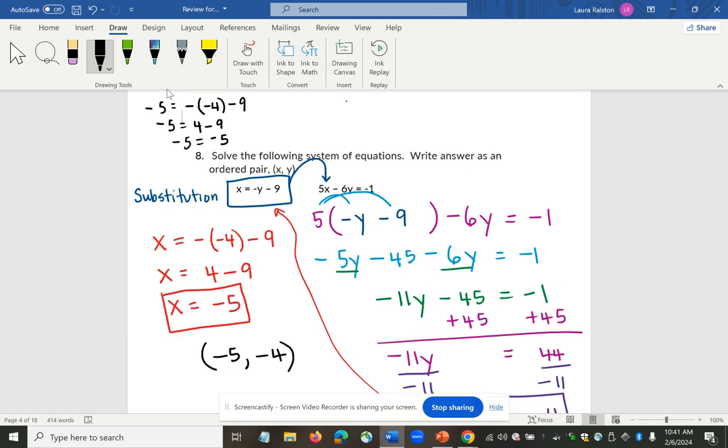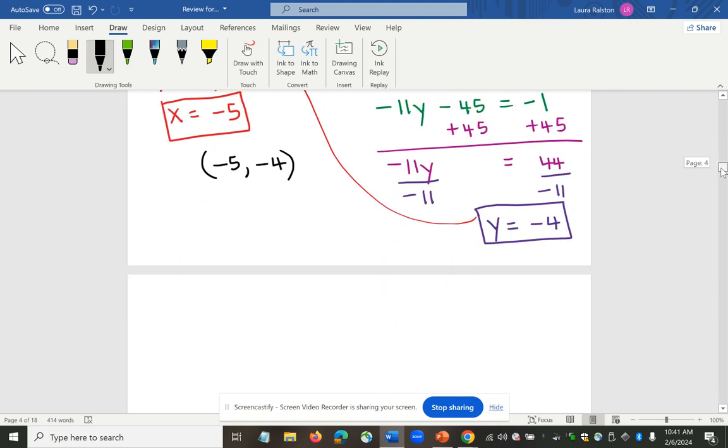Then I'm going to check the second one. 5 times negative 5 minus 6 times negative 4 should be negative 1. So I have negative 25 plus 24, negative 1, which does equal negative 1. So again, I have taken a quick minute and verified that it actually works in both equations, which guarantees that I have the question correct. Now guys, if you have trouble doing the math, like the multiplying with the signed numbers, please use a calculator.